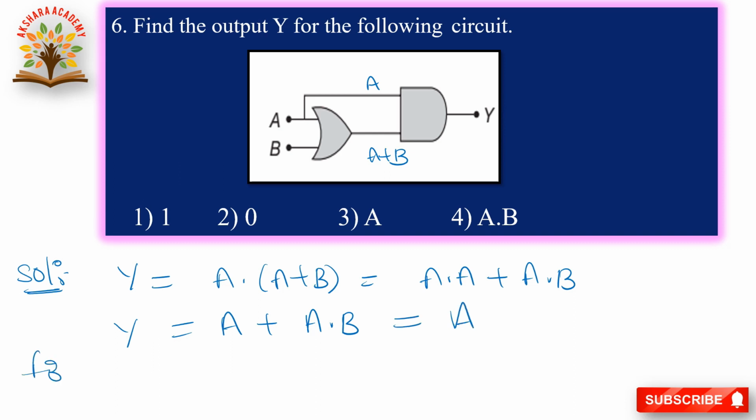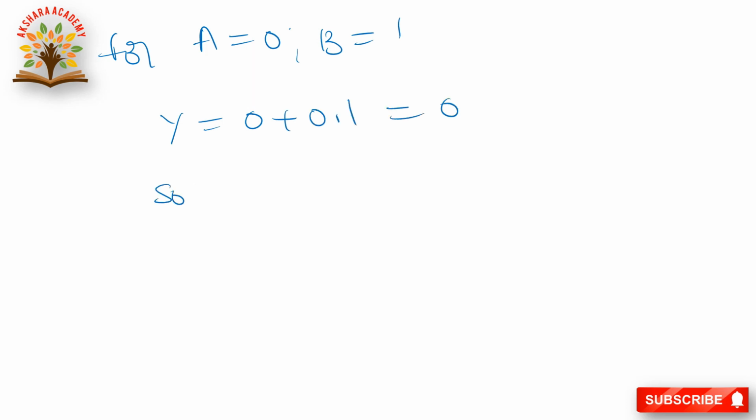Now for A equals 1 and B equals 0, Y = 1 + 1 · 0, that is 1 + 0, which equals 1. And the next one, for A equals 0 and B equals 1, Y = 0 + 0 · 1, that equals 0. So Y is equal to A. Okay, next we will go to the next question.